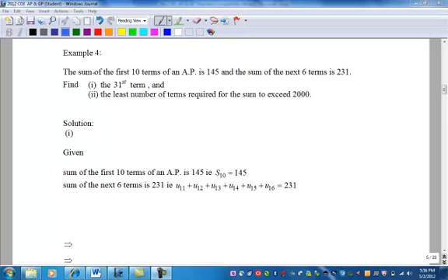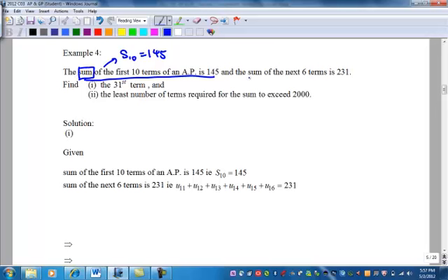This example 4 illustrates how we interpret the phrase "the sum of the next 6 terms" in a question. We are given that the sum of the first 10 terms of an AP is 145. From there, we know we are talking about S subscript 10 equals 145 and not U subscript 10, because we are given the sum of the first 10 terms.